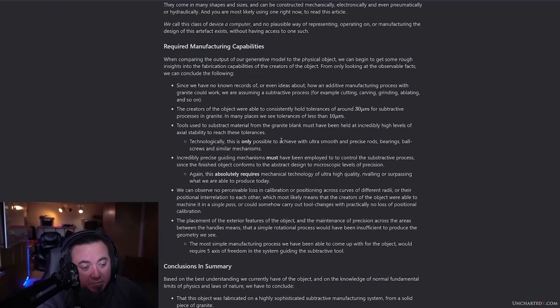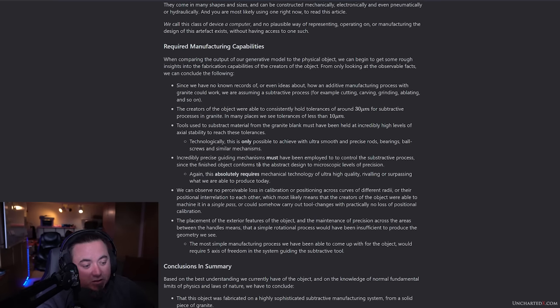Technologically, this is only possible to achieve with ultra-smooth and precise rods, bearings, ball screws, and similar mechanisms. Incredibly precise guiding mechanisms must have been employed to control the subtractive process. So something had to go. It's not just that you have to hold the tool, you have to hold the piece of stone, and then something needs to guide the cutting, or whatever the process is that they're using to shape it.